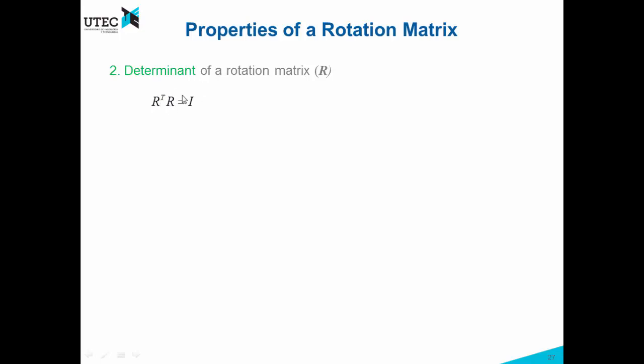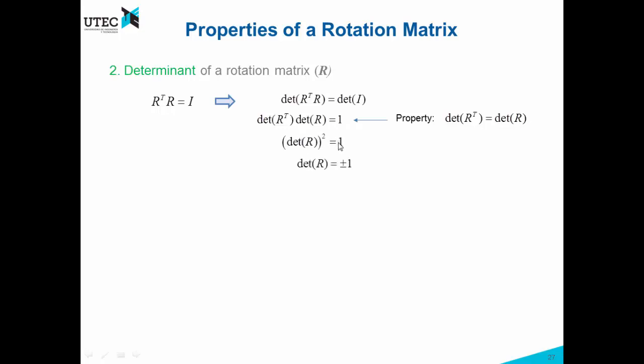R transpose times R equals identity. We can use the property of the determinant here. We apply the determinant to both sides. Using the property of the product, we can solve for this. And then we can use this other property, which is that the determinant of R transpose equals the determinant of R. So we replace this here, and we will have this squared, and then it would be the square root of 1. So at the end we will have that it is the square root of 1, plus minus.